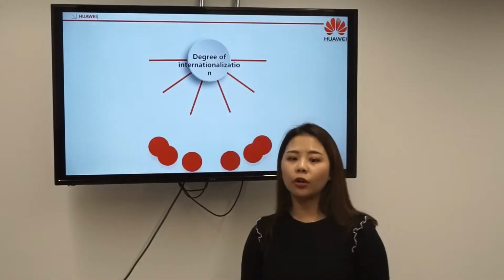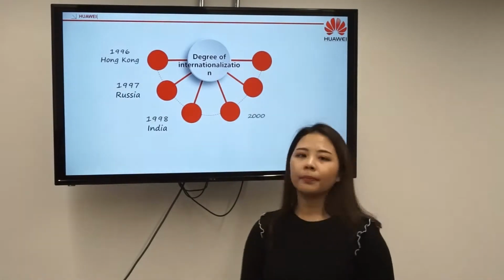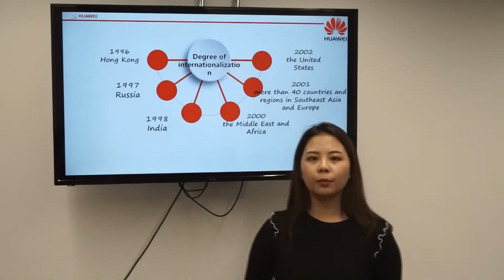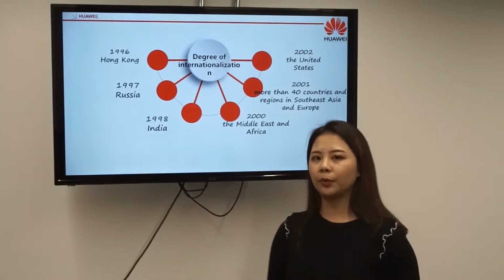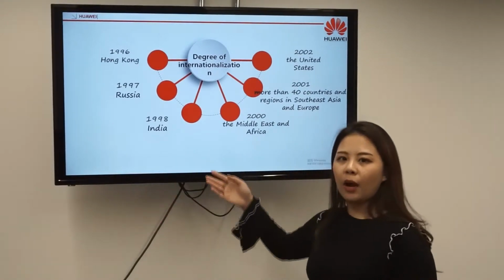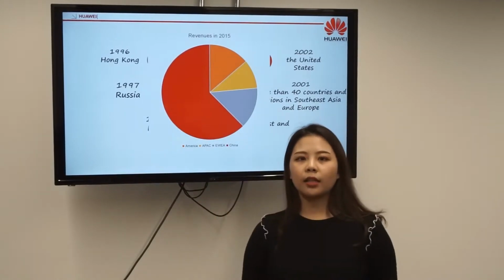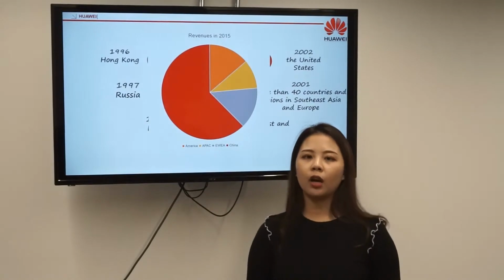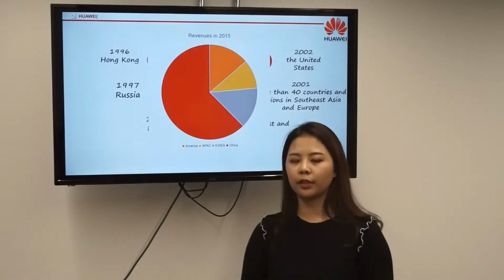Our company entered the Hong Kong market in 1996 and the Middle East and Africa in 2000. We expanded to more than 1,400 regions in Southeast Asia and Europe in 2001. From then, Huawei has been going global. From the pie chart, we can see the European market came late, but accounts for 32% of the overall weight.